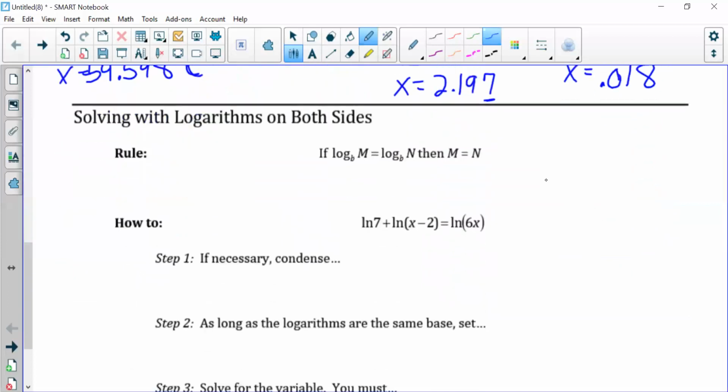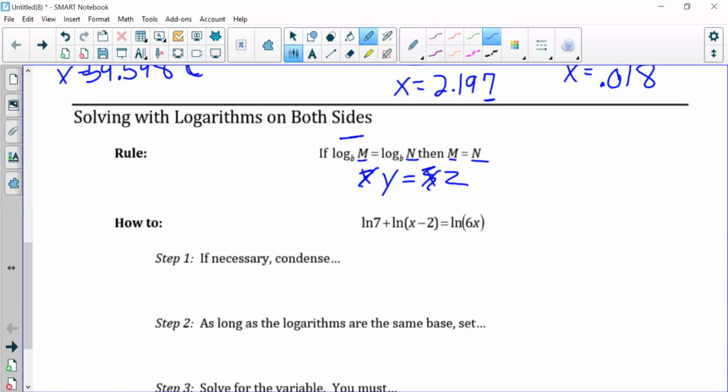All right, solving with logarithms on both sides. If log base b of m equals the log base b of n, then m equals n. Okay, and I know you're saying, what now? Just follow me. If I had said x times y equals x times z, we know x equals x. So if I divided both sides by x, the x's would cancel out, and that would just leave me with y equals z. So if these are equal, then y has to be equal to z.